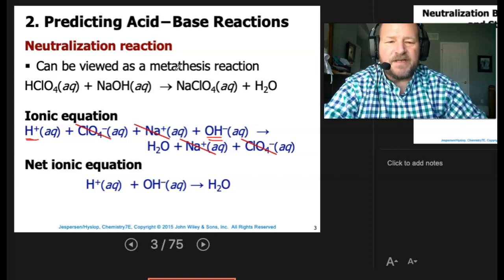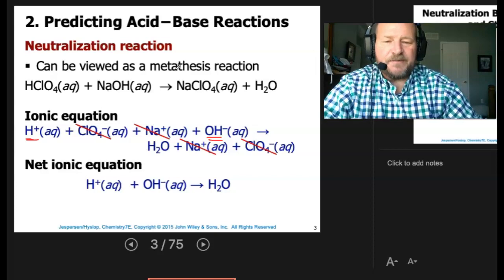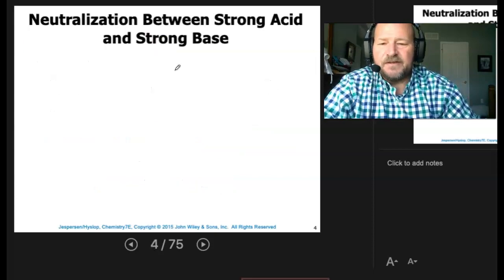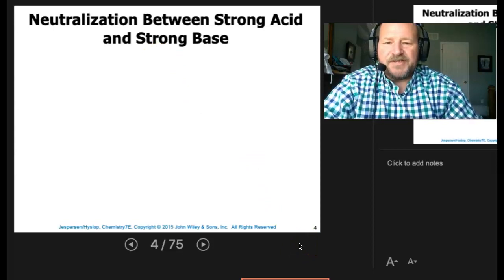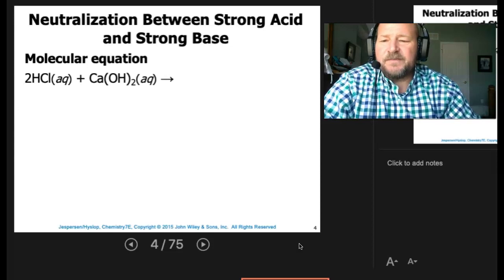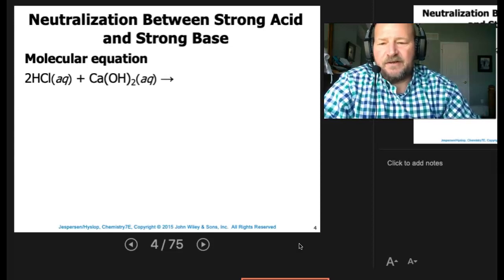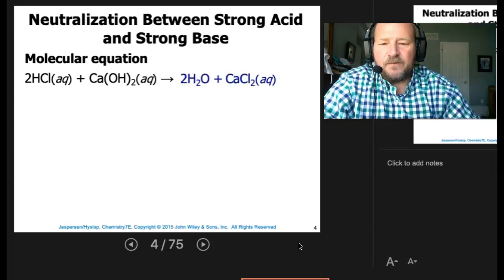Now that won't always be the case. Some acid-base reactions will give you a precipitate, but you just follow your solubility rules. It's only going to happen once in a while. Now, neutralization between a strong acid and strong base. For your molecular equation, we have a strong acid, HCl, and a strong base. Remember, it's a group 2A metal, so it's calcium. When they mix together, we form two waters, and our calcium chloride will be aqueous.